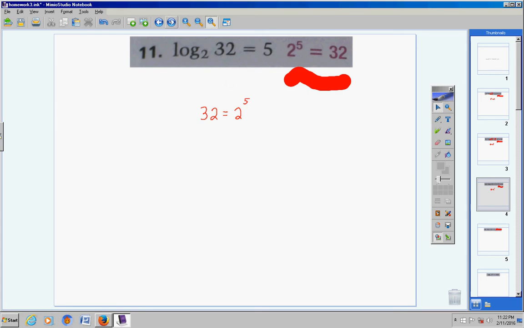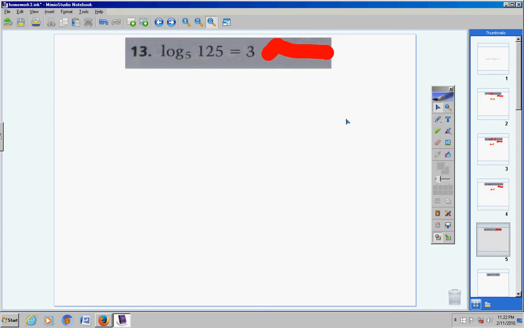Number 13. Your argument goes right here, and then an equal sign, and then your base goes right here as a base, and whatever your logarithm equals, in this case 3, goes right here as an exponent, and there you go. So we just did 4 quick problems where we wrote logarithmic expressions exponentially, alright?